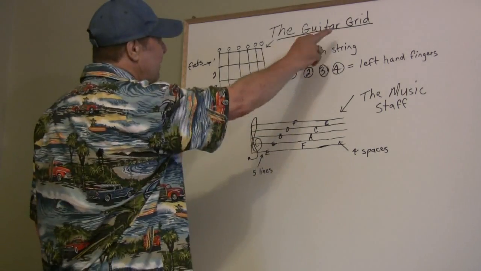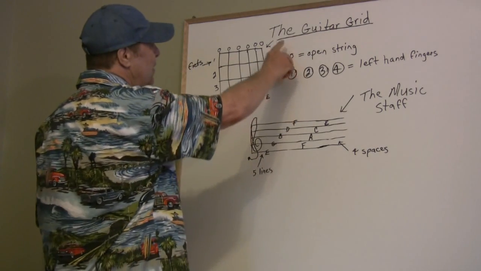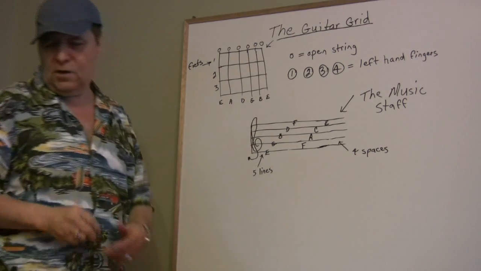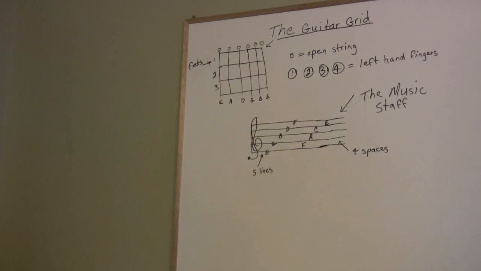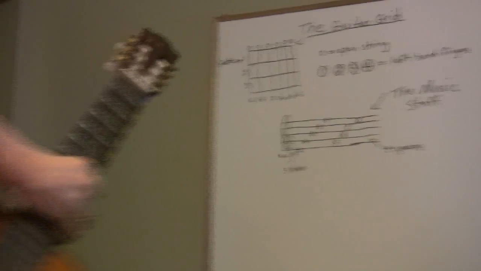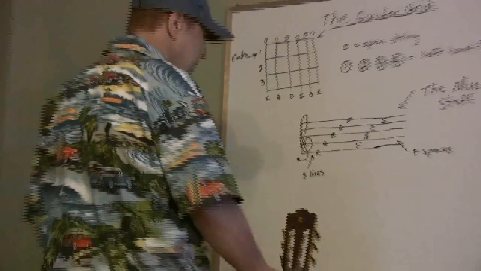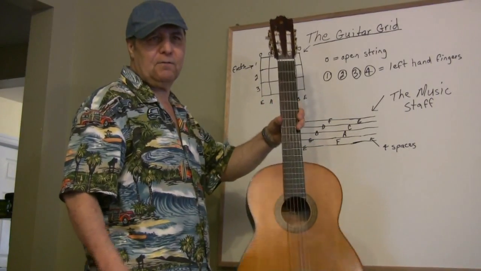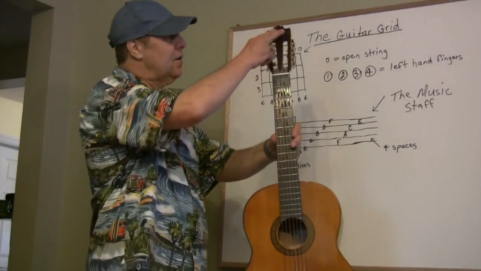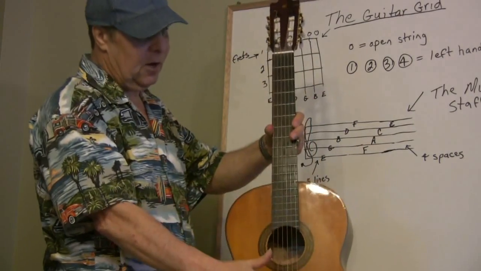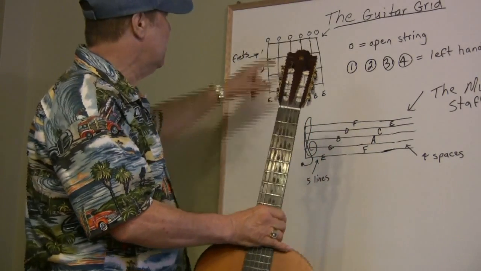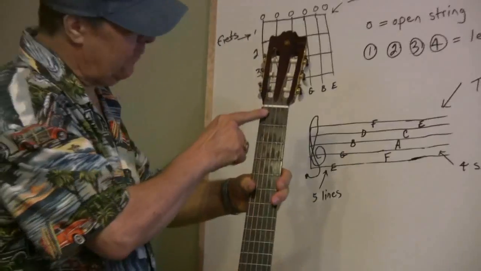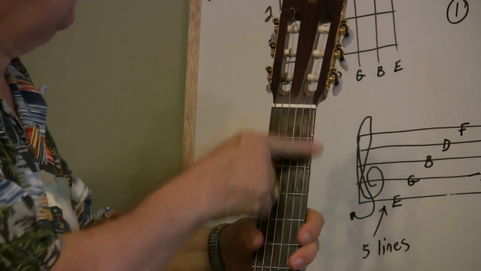The first thing that we have, this applies to the guitar, this one. This is called the guitar grid. That's what this is here. Now if we took the guitar and stood it up like this, we could think of the guitar as being a person. It has a head on the guitar, the neck, and then the body. This guitar grid, that's this part of the neck right here, the first 3 frets.